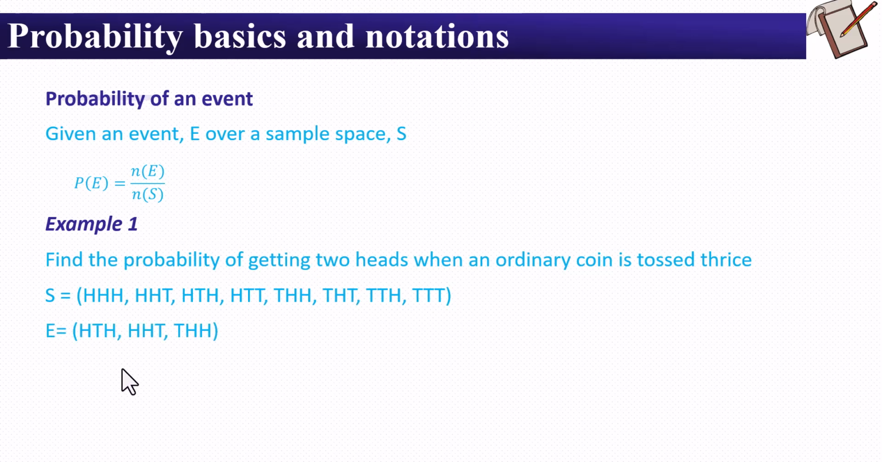Then, the event we want is getting 2 heads. You see that here we have a head and a head, here we have a head and a head, and here a head and a head. As we know that probability will be the number of events out of the number of sample space, our number of events is 3 and the number of sample space is 8. So we shall have our probability equal to 3 out of 8.